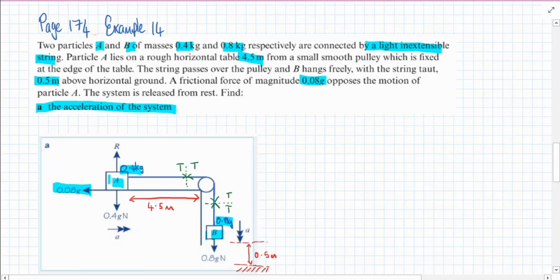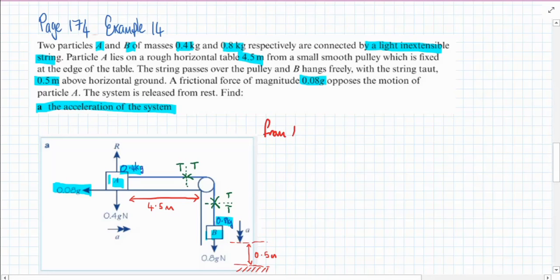So whenever you have a pulley involved, you need to have a rope break before the pulley so you can put your tensions in, and then you need to have a rope break after the pulley so that you can put your tensions in. Let's have a look at forming some equations.